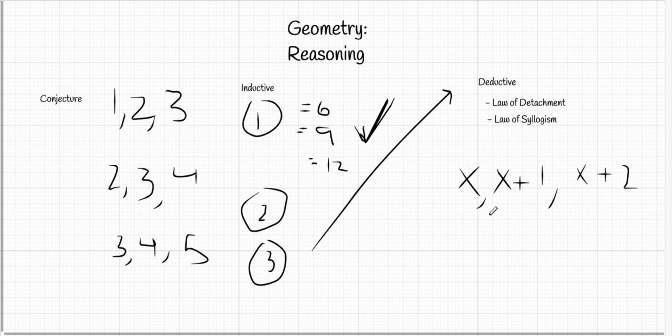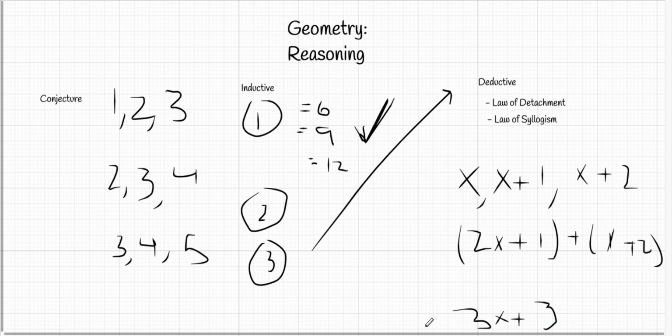We want to find the sum of them. So x plus x plus 1 is 2x plus 1. And we want to add x plus 2 to this until we get 3x plus 3. Well, since this is a nice expression, I'm just writing on the left side of the board now, so I have more space. We can factor out a 3. 3 times x plus 1 is equal to 3x plus 3.